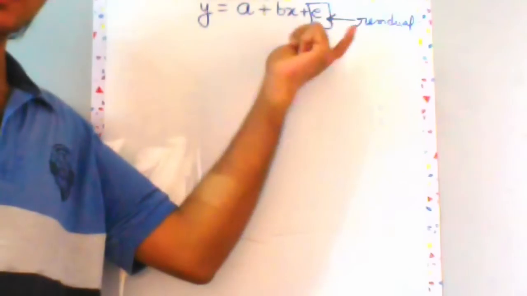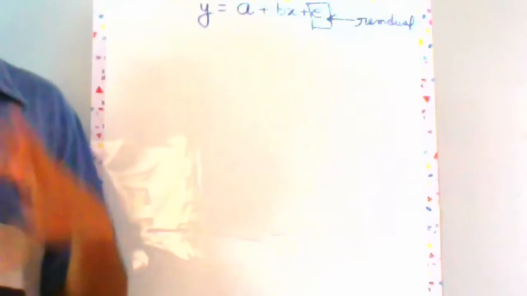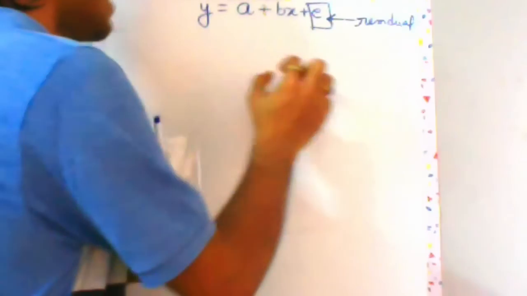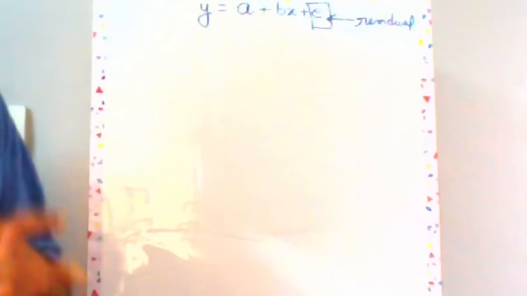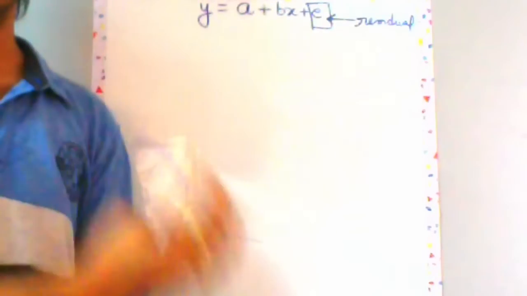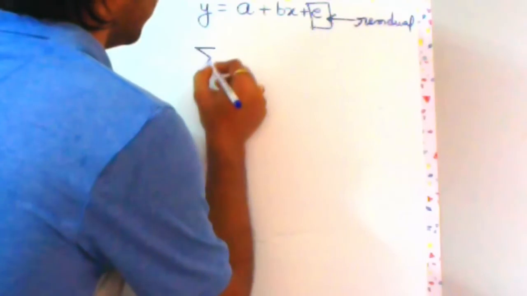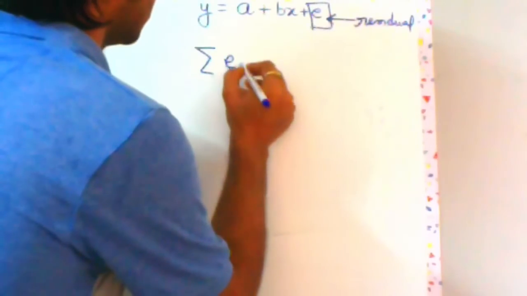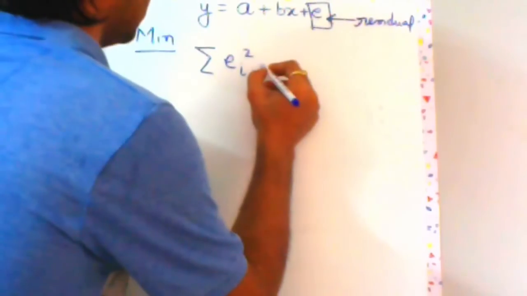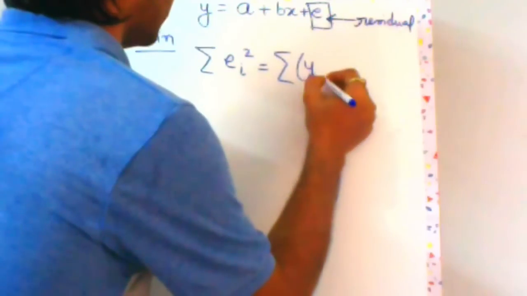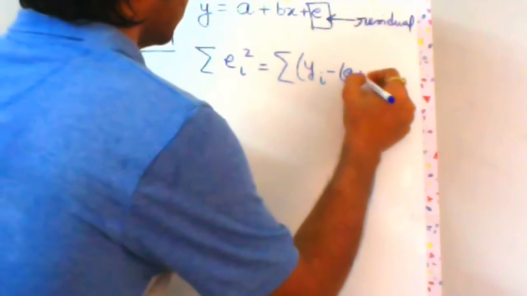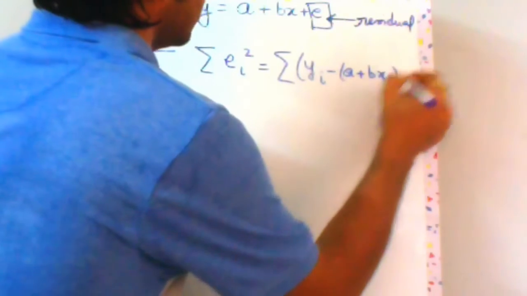In order to minimize the residual, we need to find a system, a methodology. As you will be having n observations, you need to minimize residual for all the n observations combined. You cannot minimize it for just one value of xy. So you need to find out a system for all the points. So for that, what we do is we minimize summation ei square, which is equal to summation yi minus (a plus bxi) whole square.